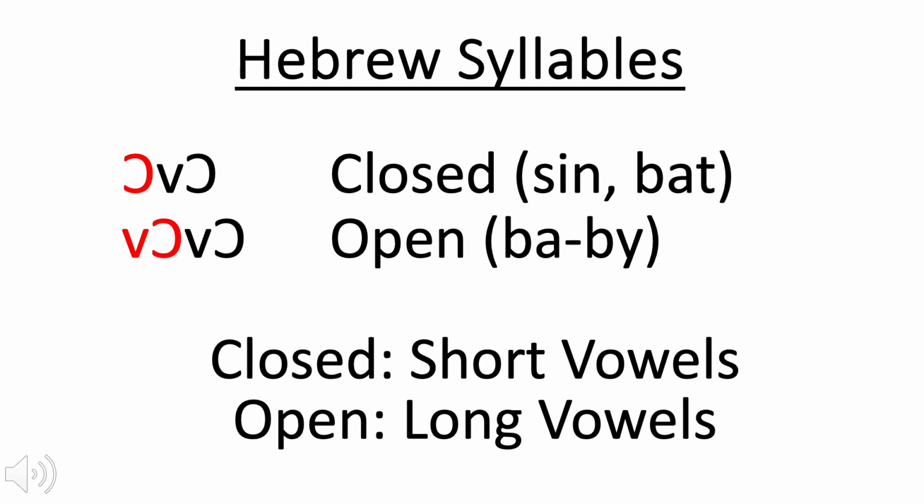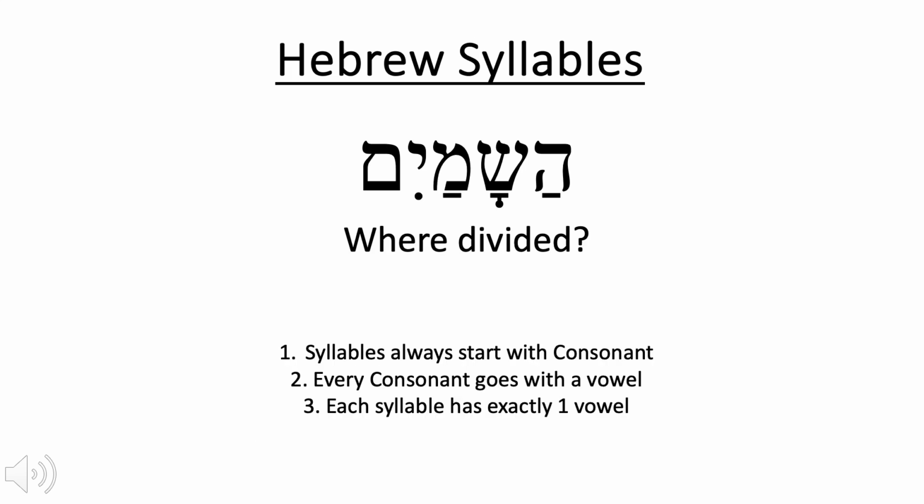In an open example, though, we only have a consonant and a vowel. There is no final consonant closing the syllable. In this instance, we have a long vowel. So in the word baby, we have a long A, not babby, but baby. Let's look now at a Hebrew example.